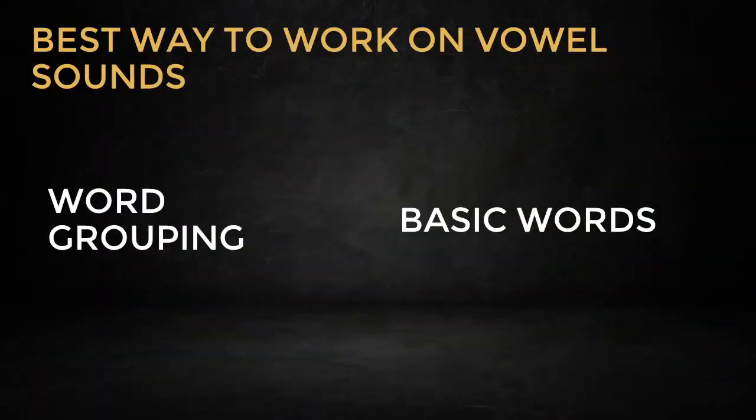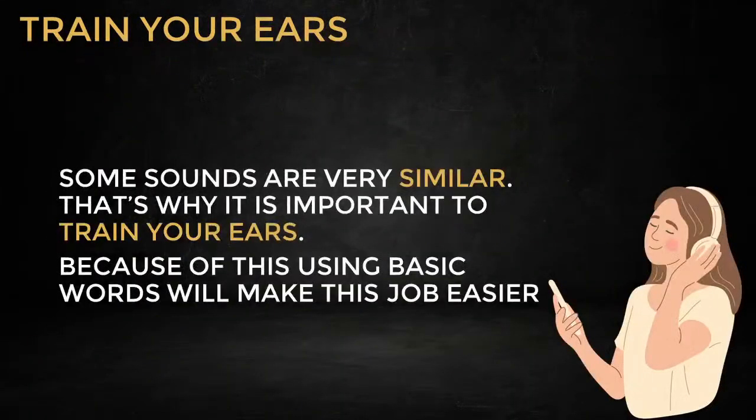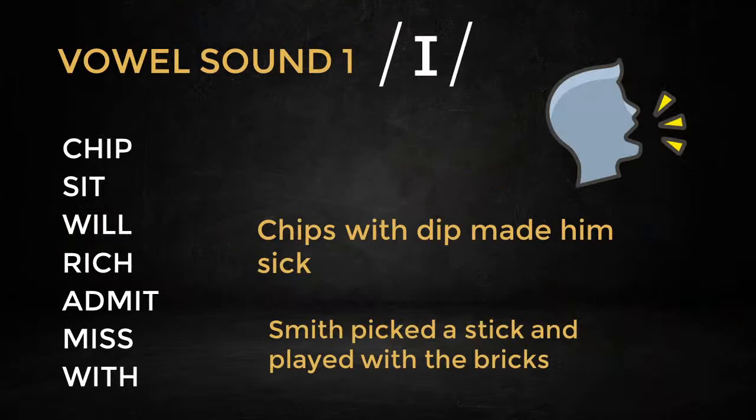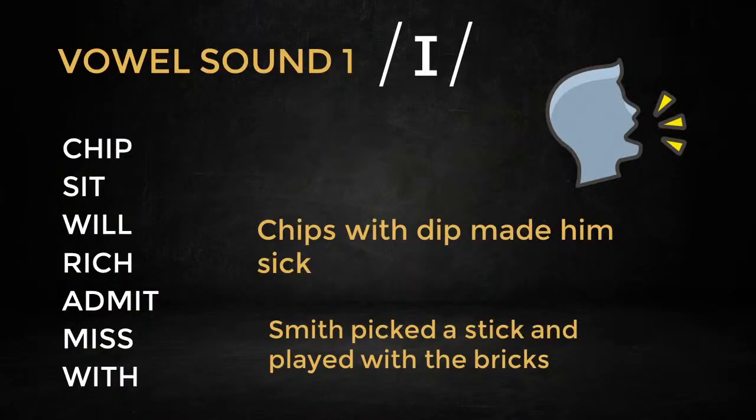Now, looking at this here real quick. So the first one we have the I, as in chip. Repeat after me, okay? I want you to be active in this lesson. So I don't know if you're on the bus, if you're in the car, if you're walking, if you're on the treadmill, if you're having breakfast. Stop right now and repeat after me, okay? Chip, I, chip. Sit, will, rich, admit, miss, with.